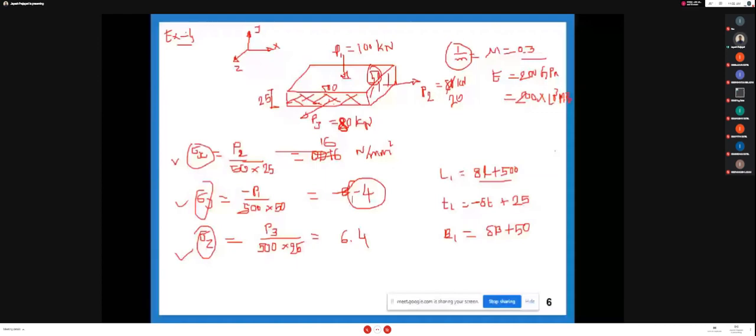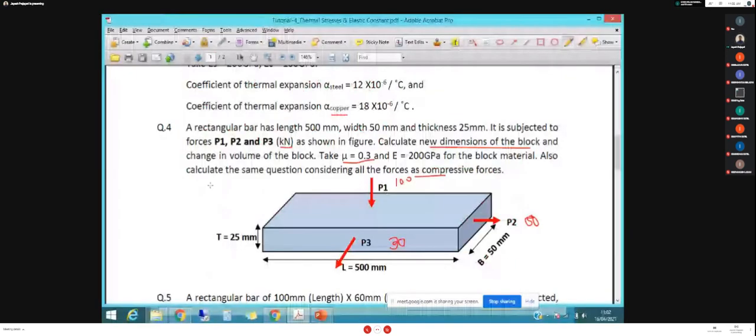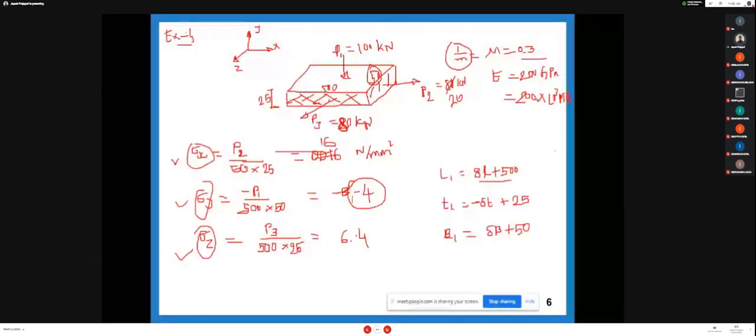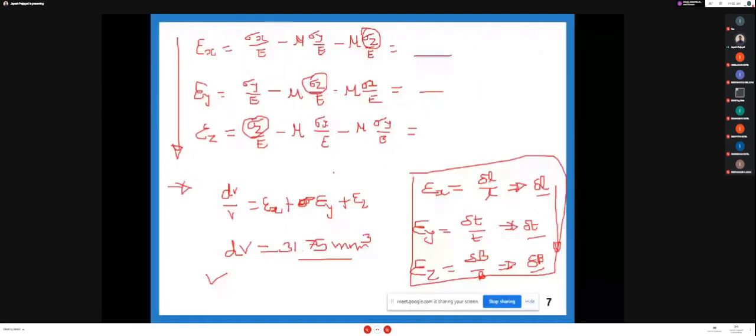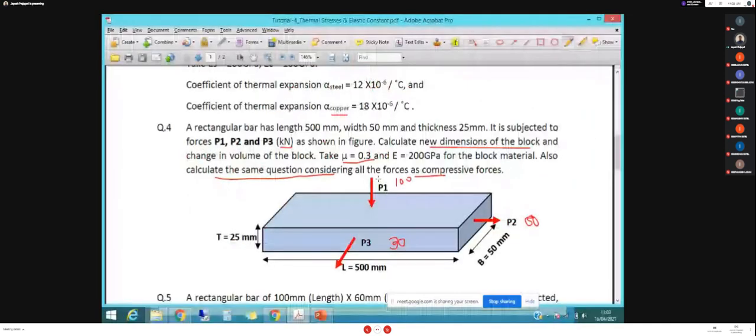Okay. So now what do you have to do yourself? Take all the forces as compression. That means P1, P2, P3, all you have to take as compression. So what change will come? These three values you are getting negative: -16, -4 and -6.4. You can put again here. You can calculate change in volume. And again you have to find change in dimension, and here all will also come negative because it is reducing dimension. So that is next thing. You can do it. We are going to the next example, example number 5.